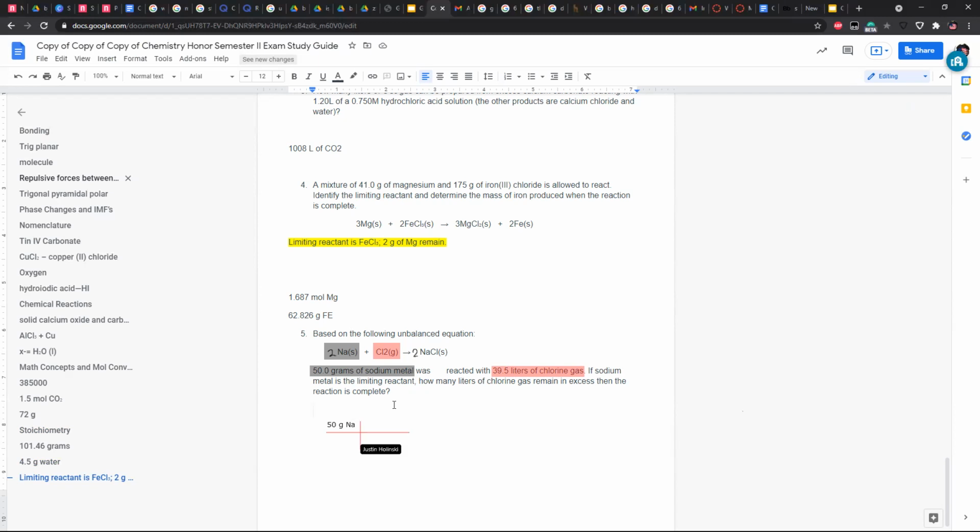We need the molar mass of sodium, which happens to be 22.99 grams per mole. So we're going to do 50 divided by that number. And we get 2.175. And our units are going to be moles of sodium metal.